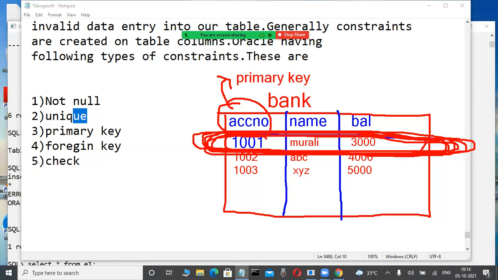What is the primary key? The primary key value we are taking is uniquely identifying a record in a table. This is a record. Uniquely identifying a what? A record in a table. Record in a table, horizontally. 1 crore records are available also. Primary key value we are taking means uniquely identifying a record in a table.